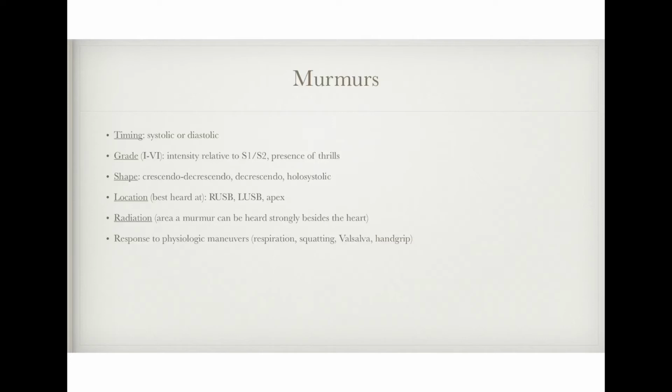Finally, we can get a lot of information about the nature of a murmur by assessing its response to various physiologic maneuvers. These would include the murmur's intensity relative to the patient's inspiratory and expiratory cycle, the murmur's response to squatting, a Valsalva maneuver, and the hand grip. Let's look at each of these individually. So inspiration would, as we discussed before, increase the venous return to the right side of the heart, and that would generally increase the intensity of a right-sided murmur and decrease the intensity of left-sided murmurs, whereas expiration would do the opposite.